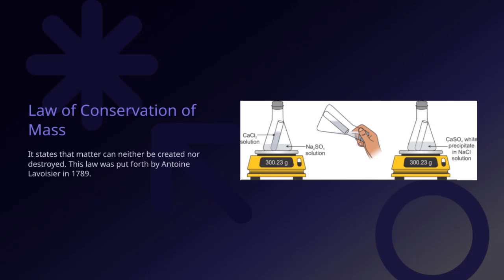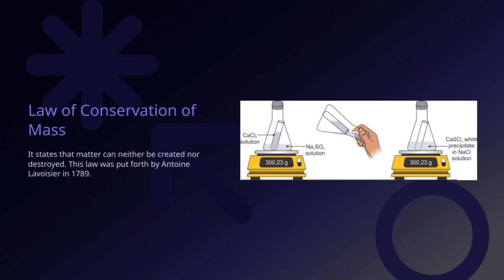So, this slide highlights a fundamental principle in chemistry. Matter can neither be created nor destroyed. This idea is central to understanding how chemical reactions work. It was first put forward by Antoine Lavoisier back in 1789, and it really transformed how we think about substances and reactions.